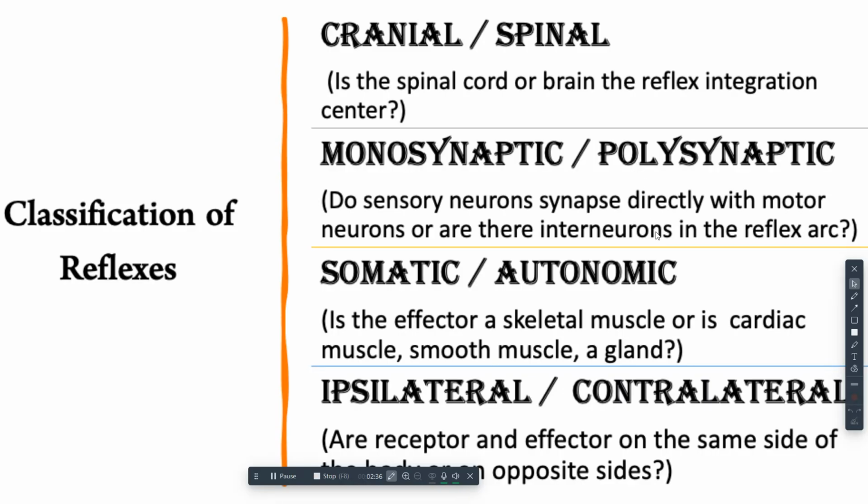And then we can look at the effector and decide, is it an autonomic reflex or somatic? So if the effector is skeletal muscle, it's a somatic reflex. And if the effector is something else like cardiac muscle, smooth muscle, or a gland, that would be an autonomic reflex. And then lastly, you can look at where the stimulus and the response are. Are they on the same side of the body? That would be an ipsilateral reflex. Or are they on opposite sides? That would be a contralateral reflex.